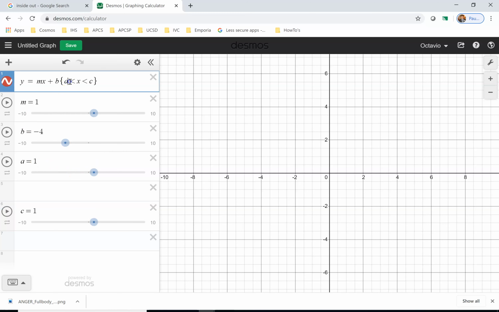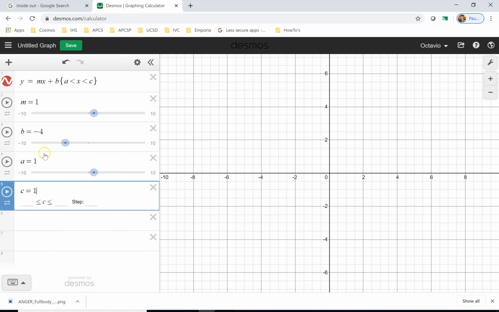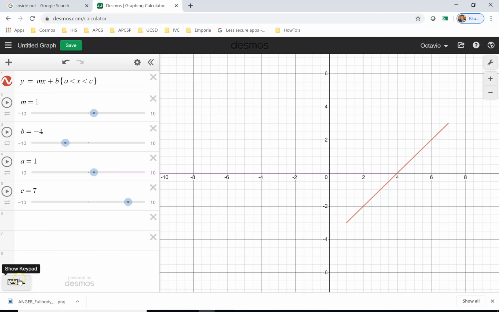Now, what's true when you are writing the domain and it's in this format, x, and then you have this less than and less than. Notice the carets, the little arrows are pointing both to the left. What's true is that for this to work, a has to be a smaller number than c. It has to. So right now, the reason you don't see a line is because a and c are the same, and they cannot be the same. a has to be smaller. And so let's leave a at 1, and let's increase c to a number bigger than 1, something like, I don't know, 7. Okay?